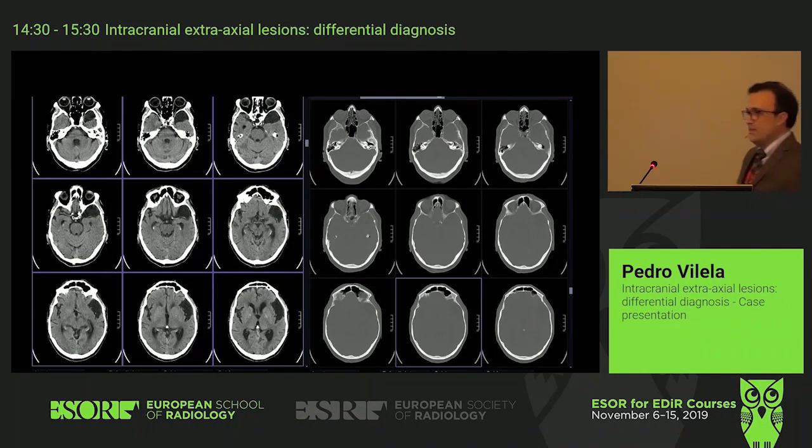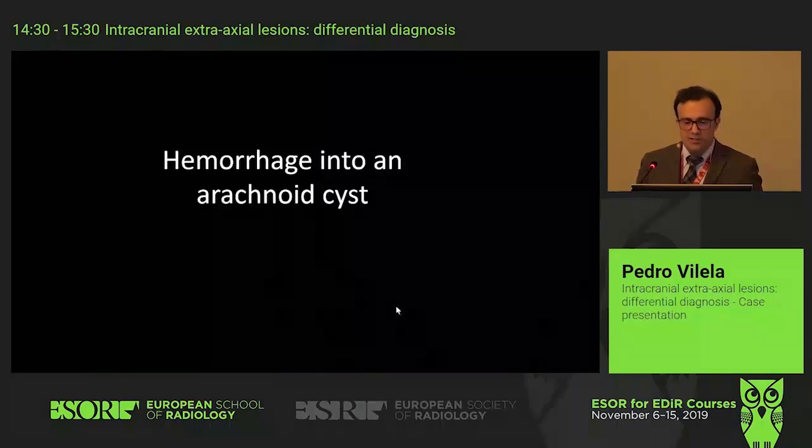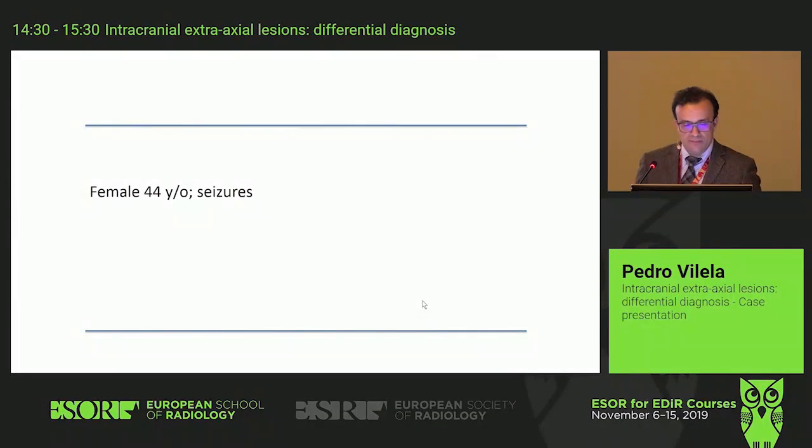Hemorrhage inside an arachnoid cyst, okay? The only thing is that that blood will actually be reabsorbed over time. Okay? Very good. So this was a hemorrhage into an arachnoid cyst.